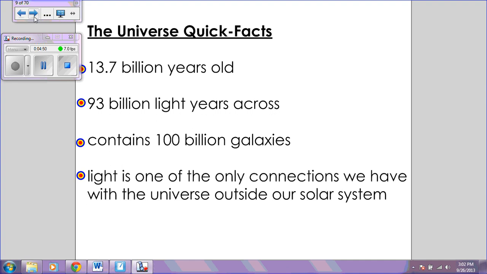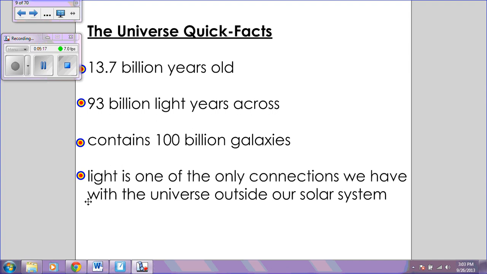Like 93 billion light years across, which is a huge distance. Light years you would think is a unit of time, but it's actually a unit of distance. Kind of skip down here to this last bullet. Light is one of the only connections we have with the universe outside our solar system. How long it takes for light to reach us tells us how far away something is.